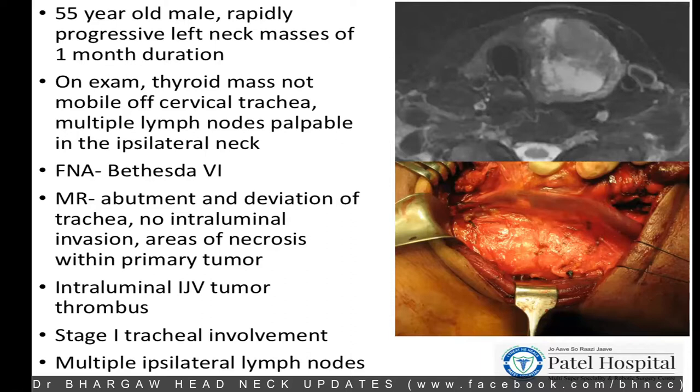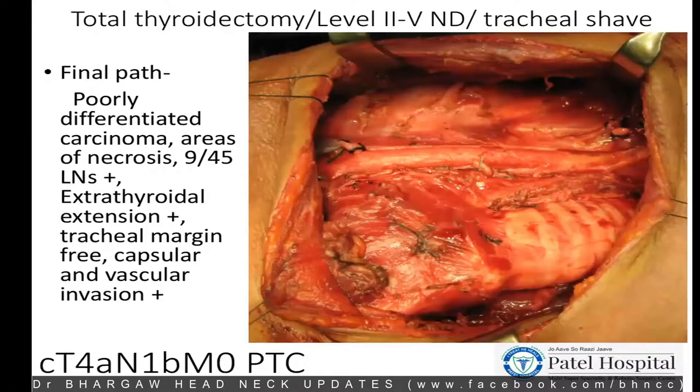On the intraoperative image, you can see a tumor thrombus, which is intraluminal within the internal jugular vein. Even though that's not been classified as invasion per se, because it's non-focal and non-contiguous, despite that, you would consider it a marker of aggressiveness, and there are multiple ipsilateral lymph nodes. So the patient ends up getting a total thyroidectomy, a level 2 through 5 neck dissection with a CCND and a tracheal shave. The final path is poorly differentiated carcinoma.